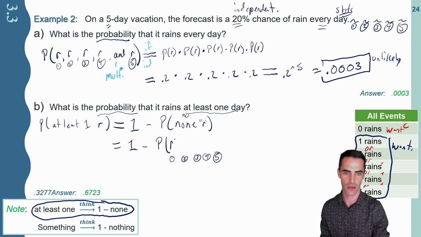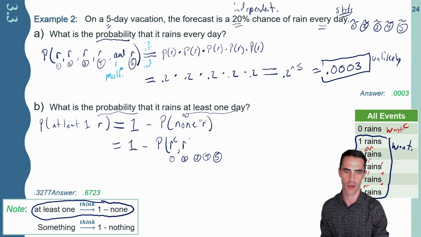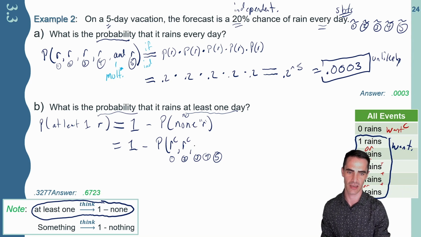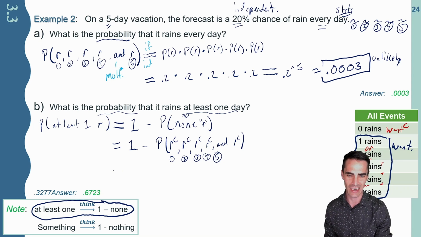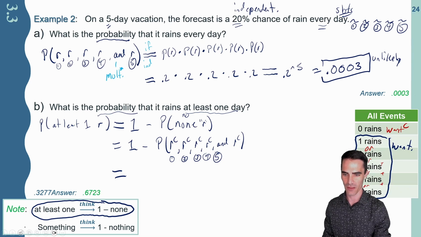I'd express that as rain complement, that it doesn't rain on the first day. For the second day, rain complement. It does not rain on the second day, and so on and so forth. For the 4th day and on the 5th day, rain complement. There's a very important reason why I don't write the "and" character, because the second we see "and", right, first day, second day, 3rd day, 4th day, and 5th day, I'm thinking multiplication, again with a star, and I'll write it over here.